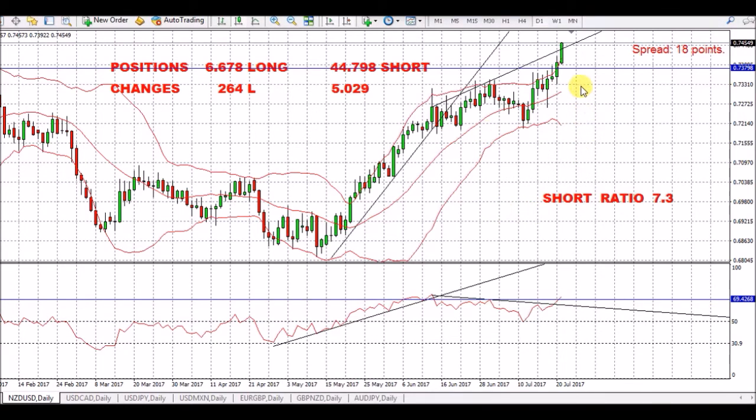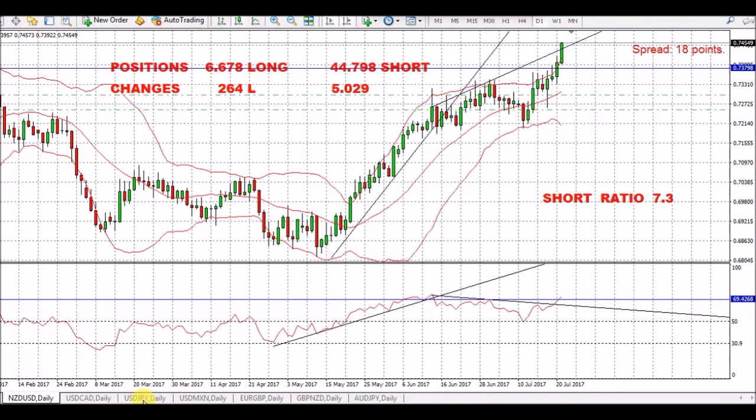So that's the New Zealand dollar against the US dollar. We're 7.3 to 1 short, and we've been making higher highs. It's just broken through the trend line here, so I'm expecting this to fall back down. It's already gone through fairly good support, and we're above the 69.1 on the RSI, but I do expect that to fall back down.